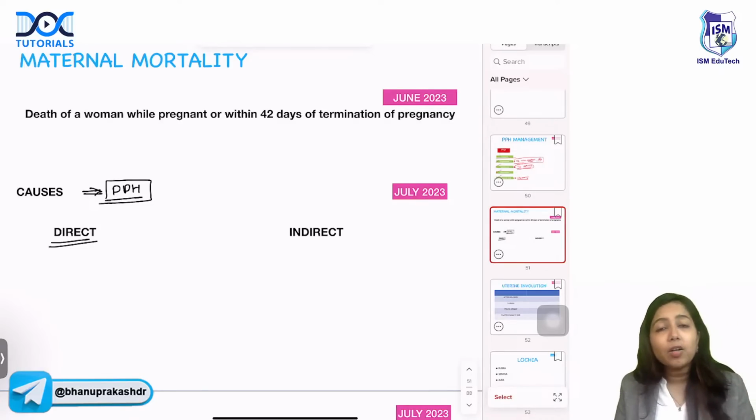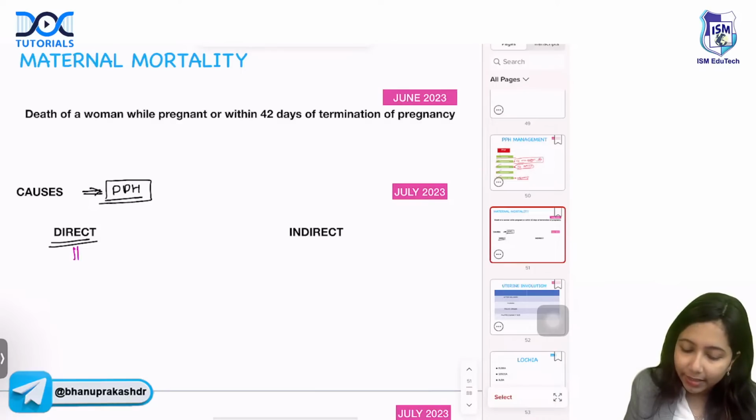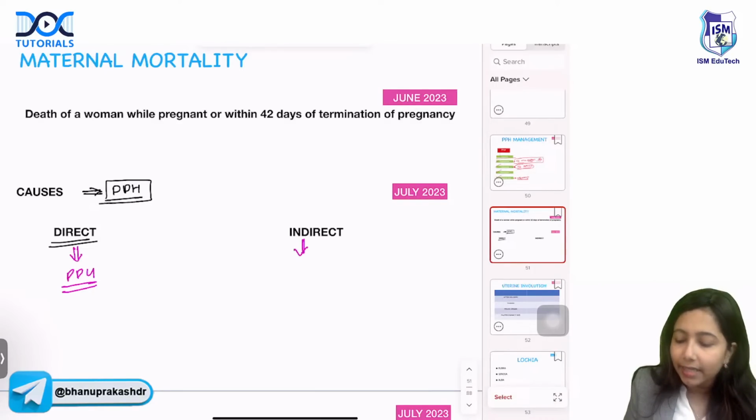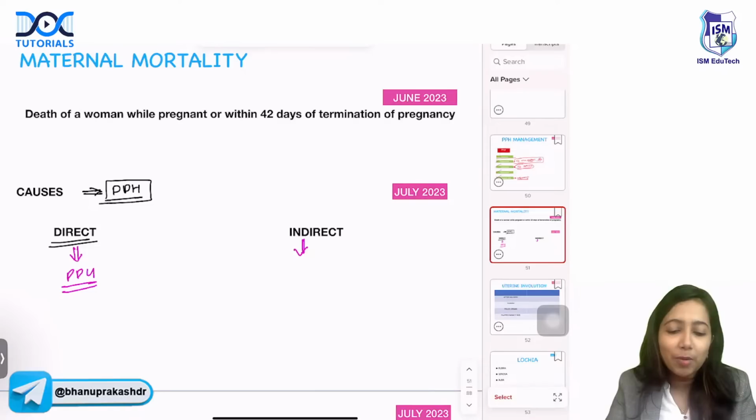So what are direct causes and indirect causes? Direct cause means it is directly leading to the death of the mother. Most common direct cause is PPH, and most common indirect cause. Can someone comment the most common indirect cause?